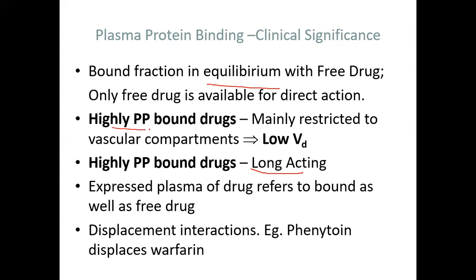And any drug that is highly plasma protein bound is mainly restricted to the vascular compartment and has a low volume of distribution, as I told you earlier. And whenever we talk about expressing the concentration of a drug, the concentration refers to both the bound form as well as the free form of the drug. It is a combination of both. Another clinical significance is displacement interaction. Though not frequently seen clinically, if two drugs compete for the same site, one drug could displace the other, as in the case of phenytoin, which displaces warfarin.